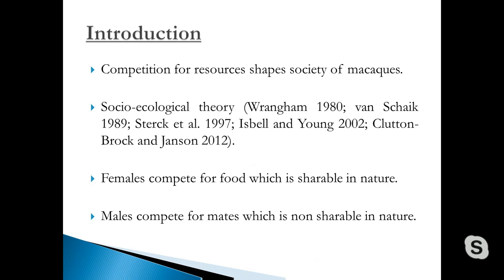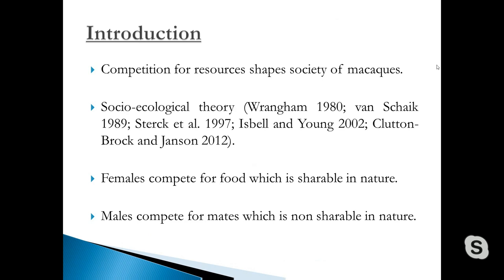And in 2017, the last paper which has come up in support of socio-ecological theory, Dr. Isbell has mentioned how we can use the theory in understanding the society of macaques or any primates and understand the group. Largely speaking, socio-ecological theory says that females compete for food. Food is a resource which can be shared among individuals if it is there in large quantity. For males, it is a little difficult because they fight for mates, and mating is something which is not shared.